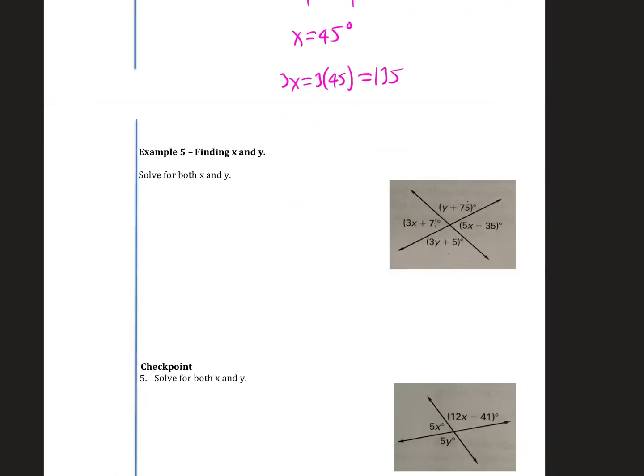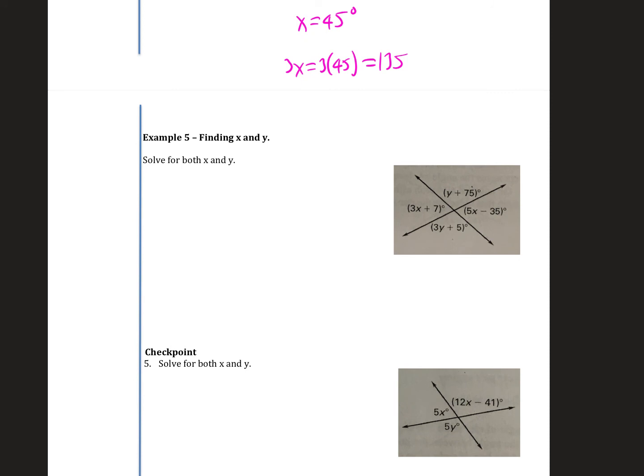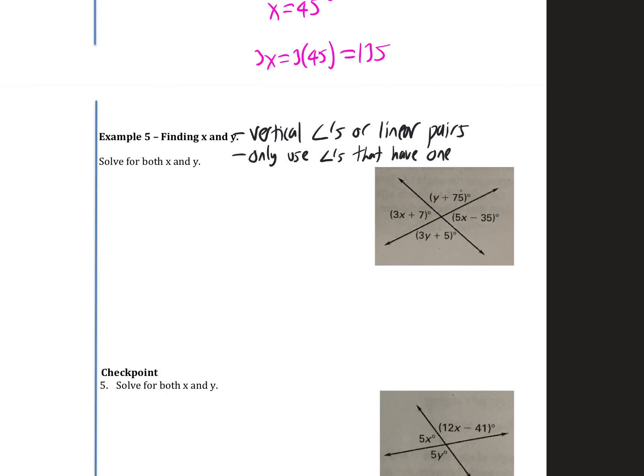All right, last type of example. These last ones are a little tricky, so make sure you stay with me here, okay? We're looking to find x and y. We've got a lot of things happening here. With these kinds of problems, we're going to use vertical angles or linear pairs. We're going to use either of those, but only use angles that have one variable. I'm going to underline one variable. What does that mean? Take some time to write that down real quick, okay?